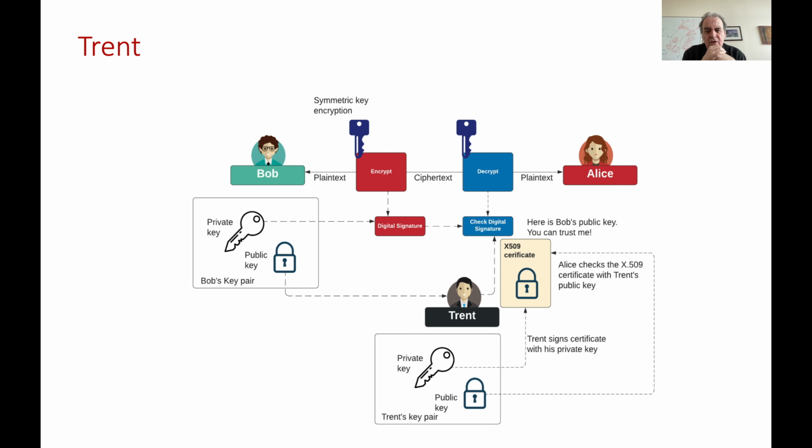So how does Trent get involved with this? Well, Trent will actually sign for Bob's private key. So in this case, Trent will export his public key onto what's called an X509 certificate. This is a certificate that Alice has. And when Alice receives Bob's public key on a digital certificate, Alice will check it against Trent's public key to make sure that the digital certificate checks out.